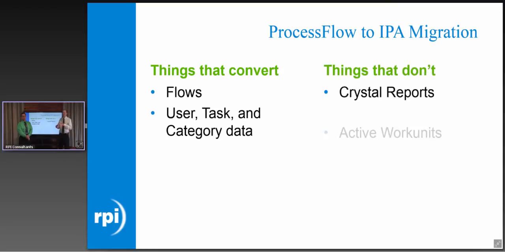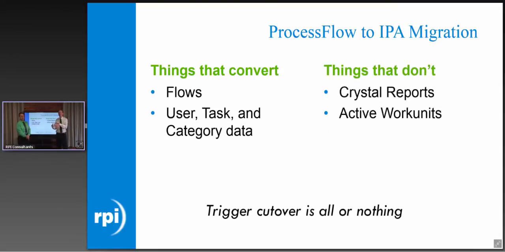So in the PFI to IPA migration, you've got a few things that migrate over pretty well, and the flow logic themselves is one of those things. Also, your user, task, and category data. So if you are using tasks and categories over on the process flow side, there's a converter to bring that data over to IPA. But what doesn't convert over automatically, first off, reports, right? Because all that data that's stored in Logan in process flow is now going to be stored in the IPA database, and the schema isn't exactly the same. The table names are different, the columns are different. So if you have any Crystal reports that maybe show an approval structure or work units in progress, those are going to need to be edited.